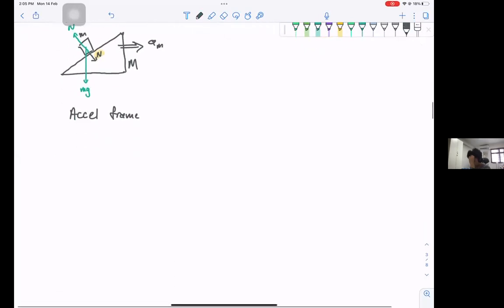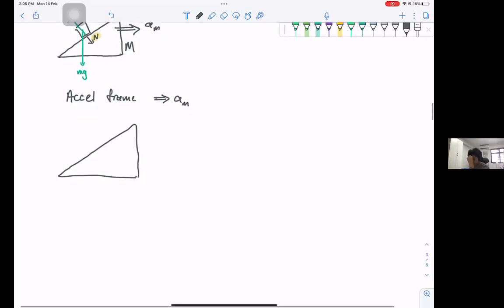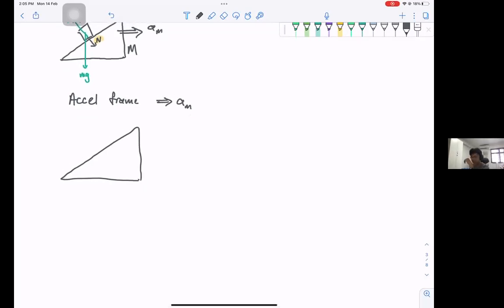So in the accelerating frame, we have a block that is stationary. Now this block is stationary, and we know that because the block is stationary, the reference frame is accelerating to the right at an acceleration of am. If you're in an accelerating reference frame, then Newton's law, F equals ma, will not hold strictly speaking, but you have to add in some additional fictitious forces to make the equation hold true. So that's the consequence of going to the accelerating reference frame.